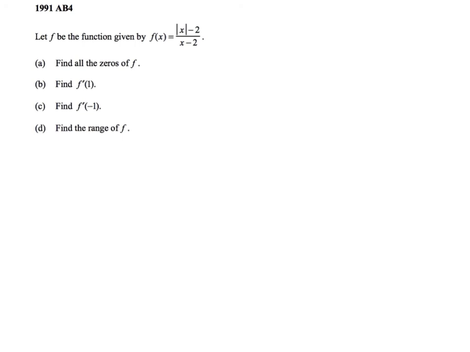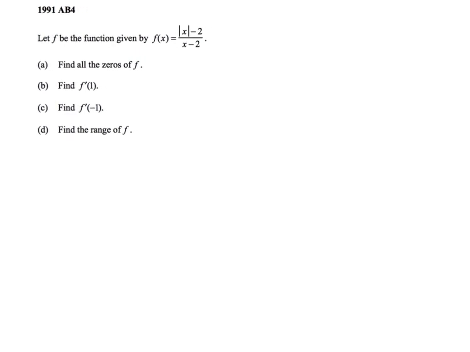Okay, let's look at free response 1991 AB4. It says let f be given by the function f of x is equal to the absolute value of x minus 2 over x minus 2. First question says find all zeros of f.